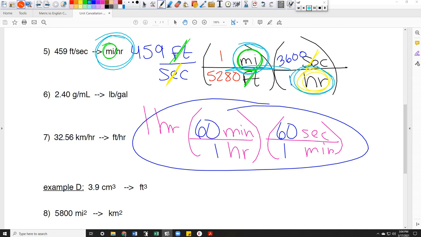So mathematically, what are you going to do in your calculator? Multiply and divide. So 459 ... 313. The answer in three significant figures is 313 miles per hour. So, whatever that object is, is it moving pretty fast? Yeah, it sure is.